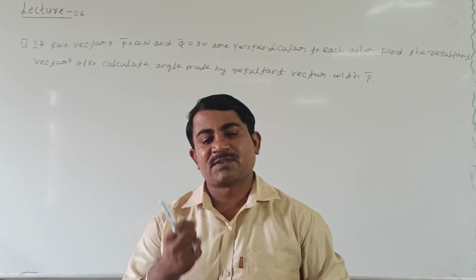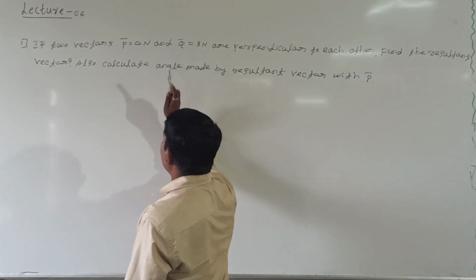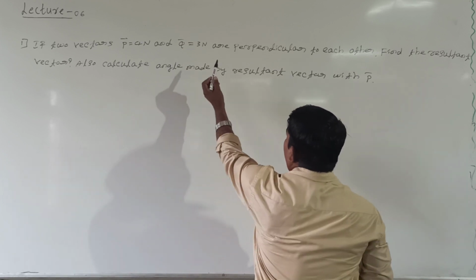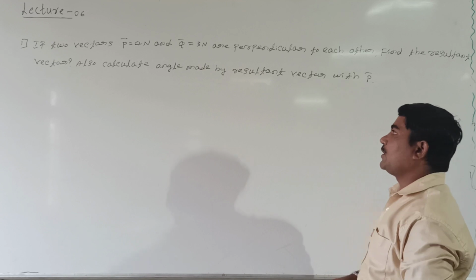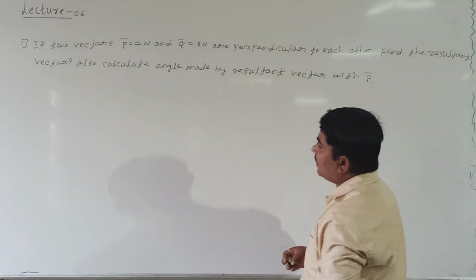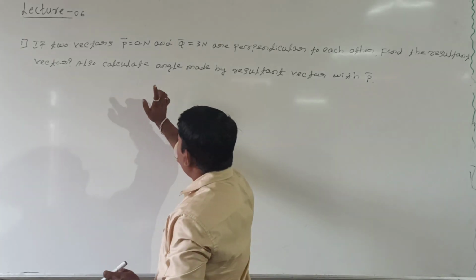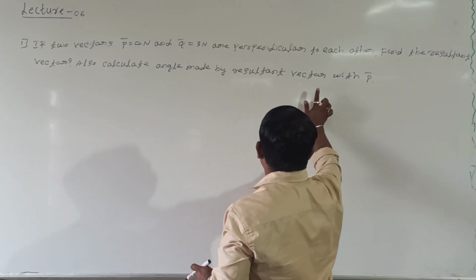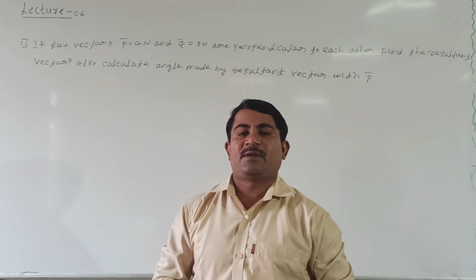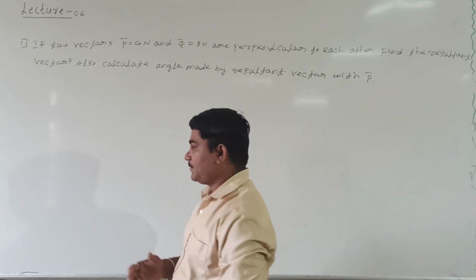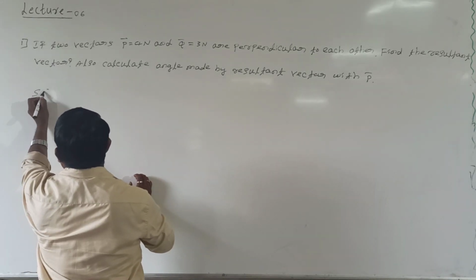Let us see the first numerical, students. If two vectors P equal to 4 Newton and Q equal to 3 Newton are perpendicular to each other, find the resultant vector. Also calculate the angle made by the resultant with vector P. Let us start the solution, students.